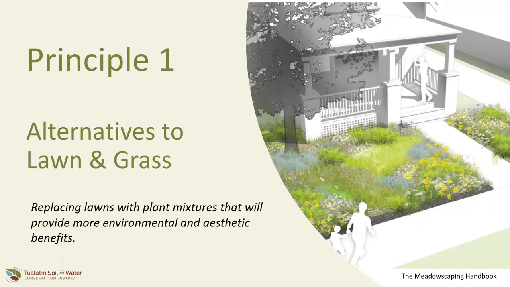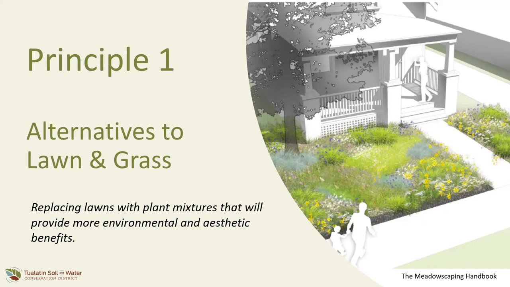So as we dive into the nine principles of naturescaping, keep in mind this isn't an all or nothing concept. All of these principles result in some degree of environmental benefit, so you can be thinking about what works for you in your space. And that is especially relevant for this first principle, which is finding alternatives to lawn and grass. So this means looking for opportunities to replace your lawn spaces with plant mixtures that will provide more benefit to the environment and will potentially provide you with something more interesting to look at.